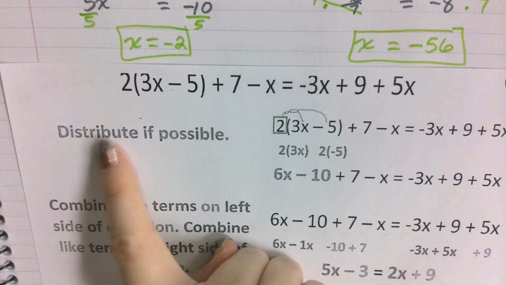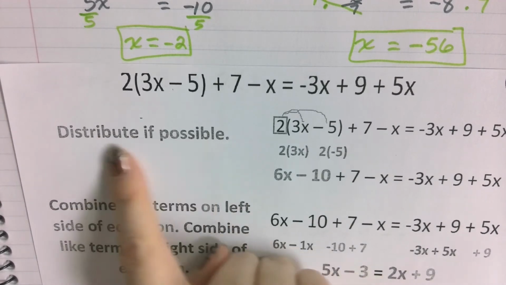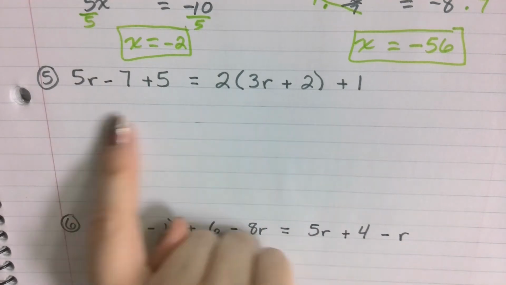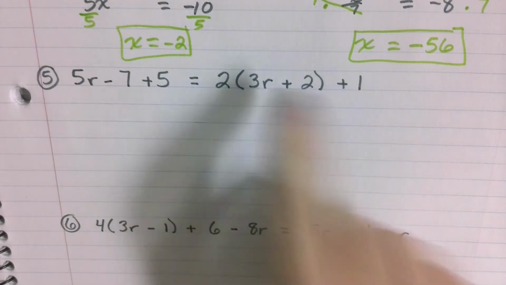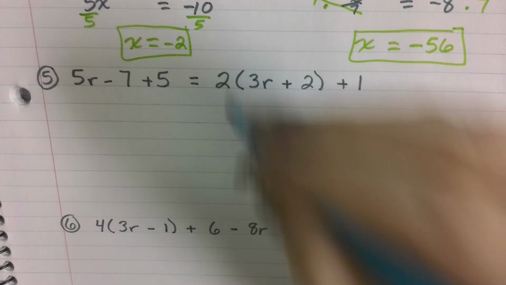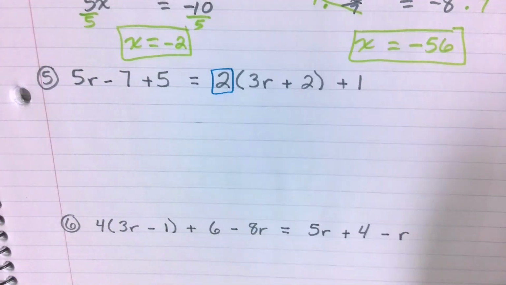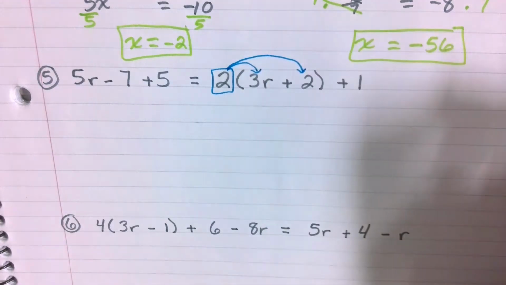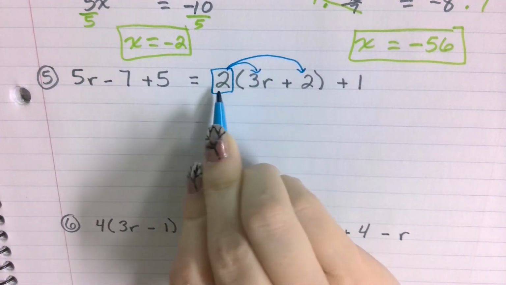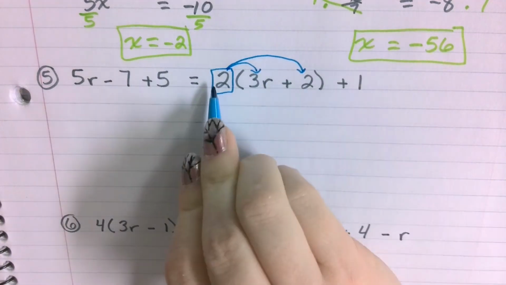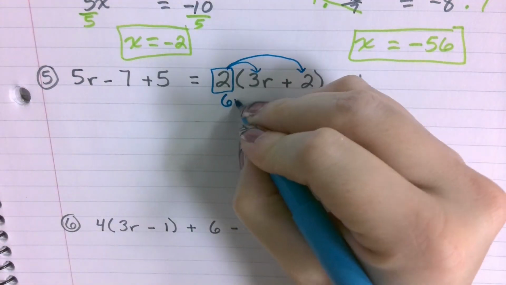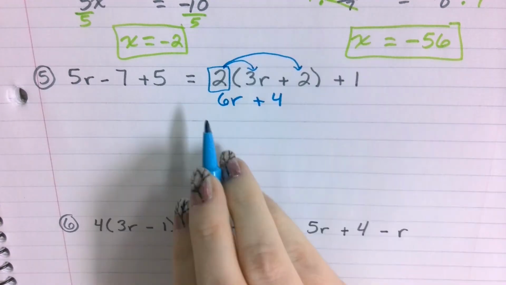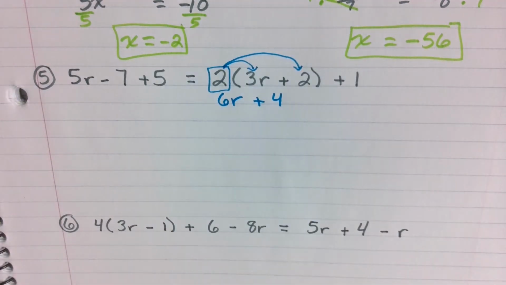So the very first thing is to always look and see, do we have any distribution that needs to happen? So looking at this problem, is there any distribution? Yes, there is. We need to distribute this 2. This 2 needs to be distributed to the 3r and to the 2. So we're going to do 2 times 3r and 2 times 2. 2 times 3r is going to give us 6r. 2 times 2 is going to give us a positive 4. So we now have 6r plus 4 after distributing.